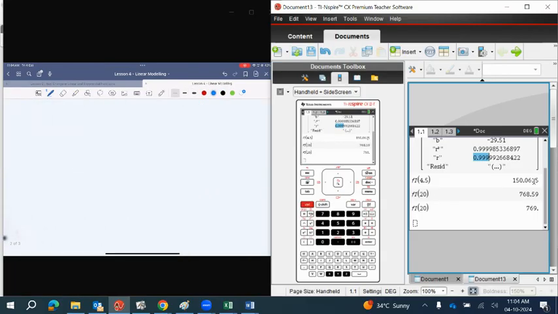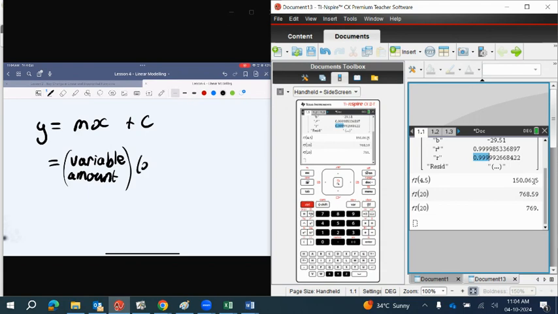A linear function is of the form y equals mx plus c. But what do the m, x, and c mean? The m is our variable amount. So usually in a situation, you have a variable amount, and then we multiply this by x, which is our x variable. And this is our fixed amount. So in a linear model, we're going to have a fixed amount and a variable amount in our questions.